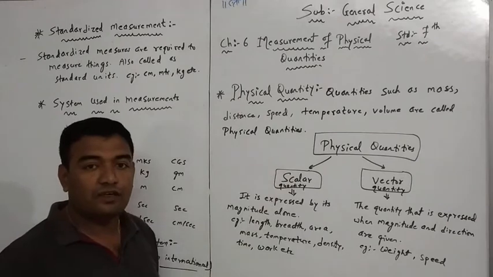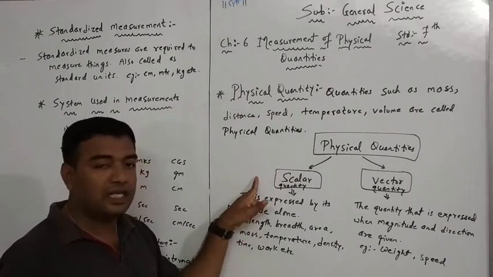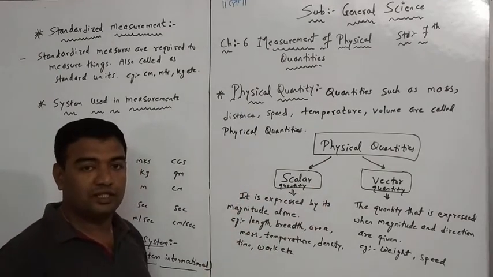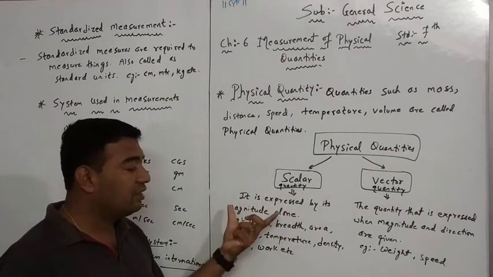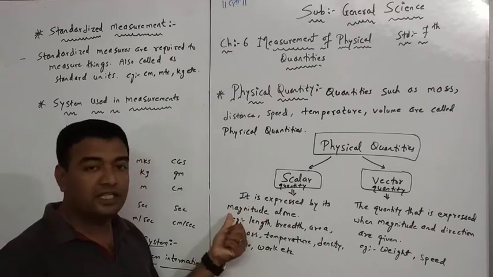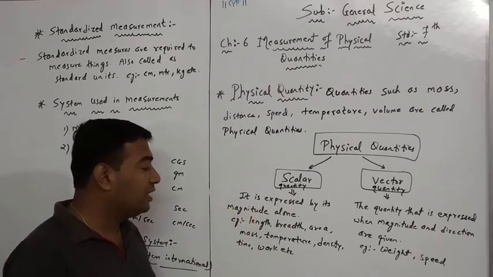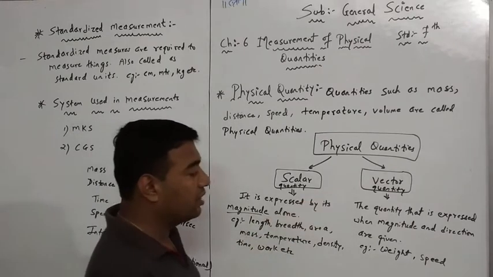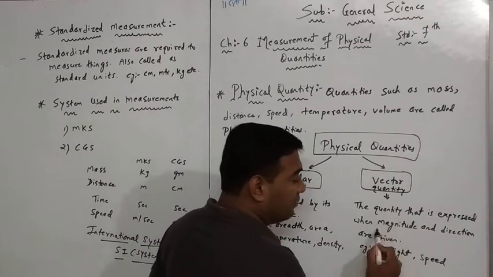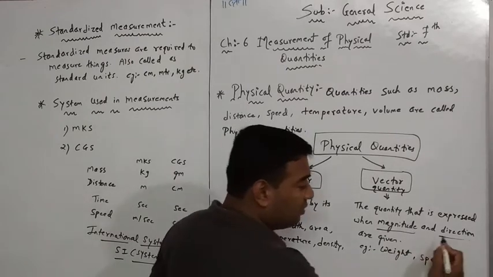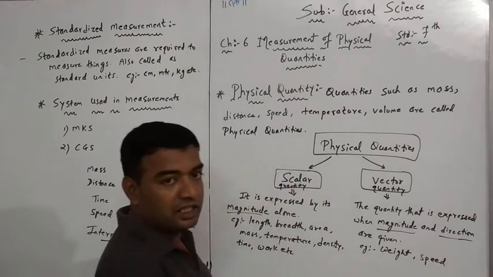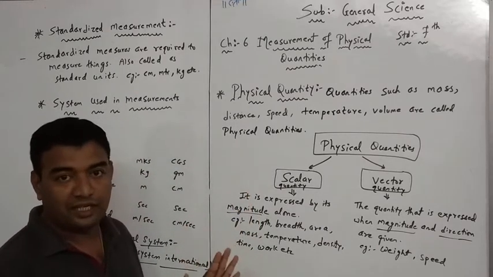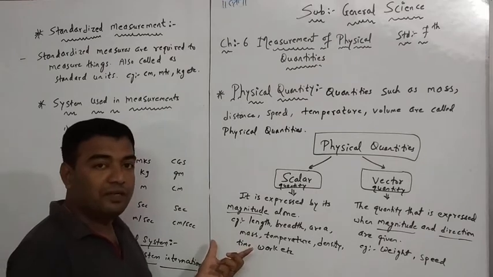Physical quantities are further classified into two types, scalar quantity and vector quantity. What do you mean by scalar quantity? Scalar quantity is the quantity which is expressed in magnitude alone. So the word magnitude is very important when we are learning about a scalar. But a vector is a quantity that is expressed with magnitude and direction. These words are very important. When we are seeing about the scalar, only magnitude matters. It does not depend upon direction. Your direction doesn't play a role.